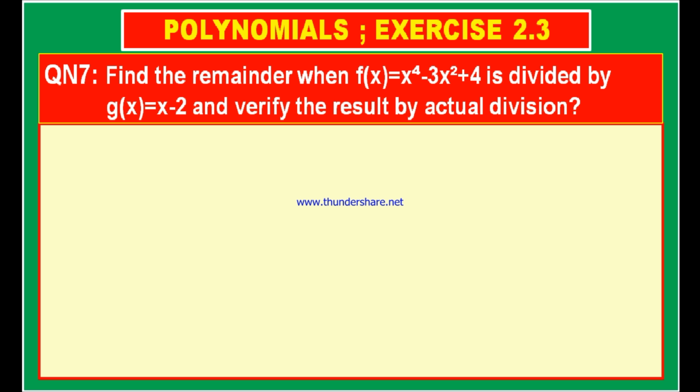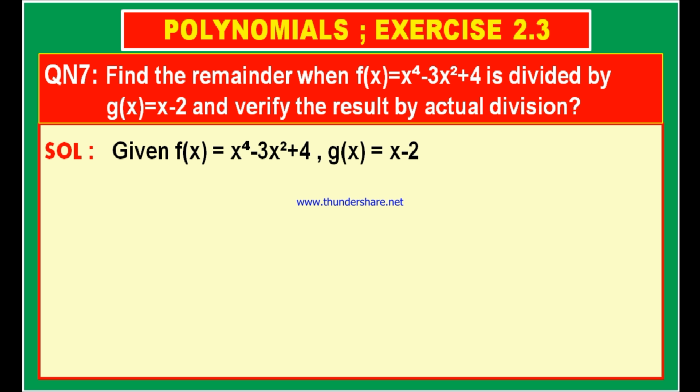The remainder when we use the remainder theorem should be the same as when you perform the actual division. Okay, let us see what will happen. Here is the solution now. First of all, we are given a polynomial f of x is equal to x power 4 minus 3x square plus 4, and another polynomial g of x is equal to x minus 2. Now we have to divide f of x by g of x.